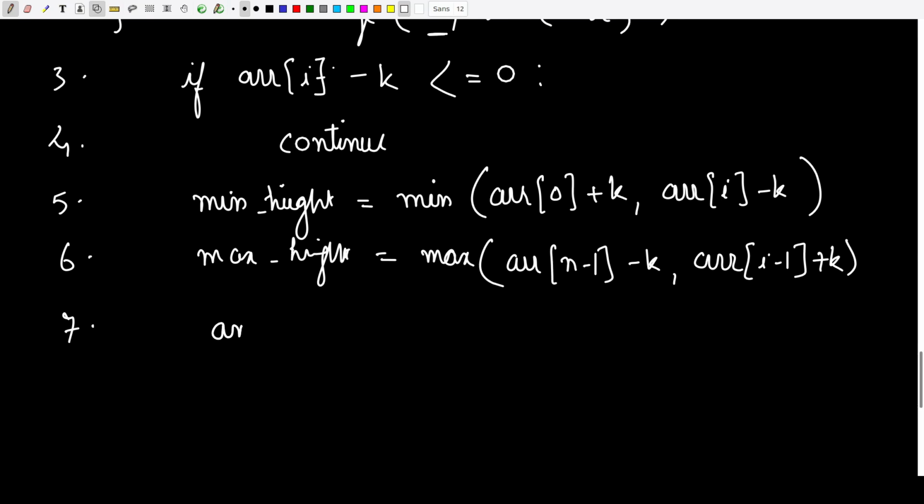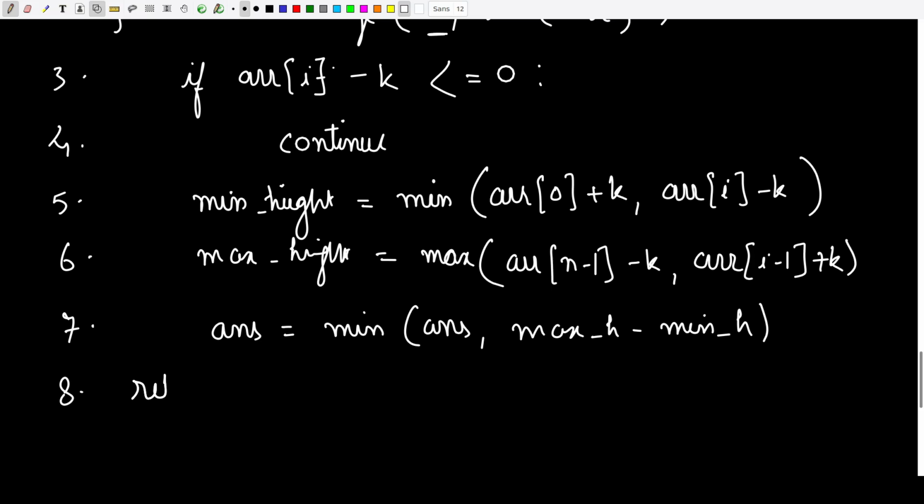And for answer, all we have to do is answer equals minimum of answer, comma, max height minus min height. And towards the end, we just have to return answer. And folks, I hope this part is clear. The reason why we are iterating on i, i minus 1 is because the array is sorted and we are just iterating on the adjacent pairs. So that's the pseudocode, folks.